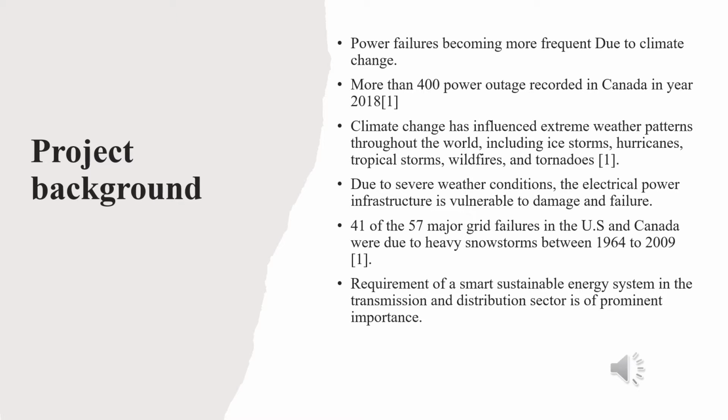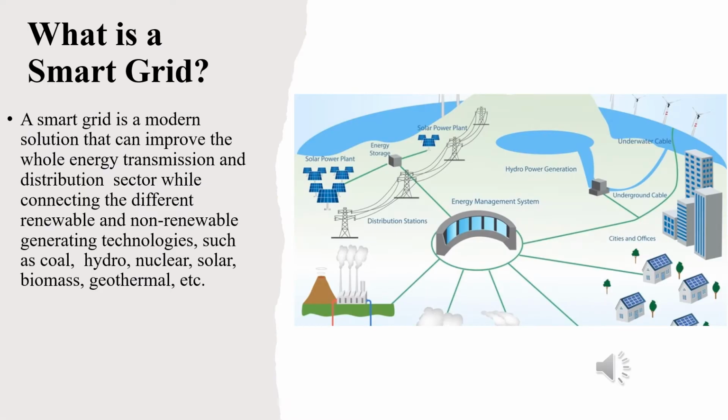With disasters like this, the electrical power infrastructure becomes very vulnerable and can hamper the lives of that certain area for a long time if the damage is not controlled on time. The research paper shows that 41 of the 57 major power failures in the US and Canada were due to heavy snowstorms between the years 1964 and 2009. And with climate change, the number is going up. So we need to find easier ways to control this imbalance and have better control on the electrical power infrastructures. So now we understand why we need better control on our grid systems.